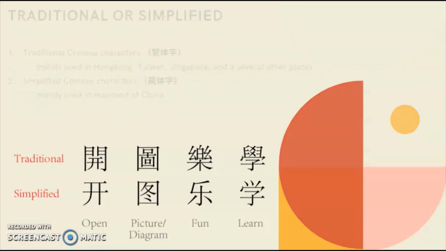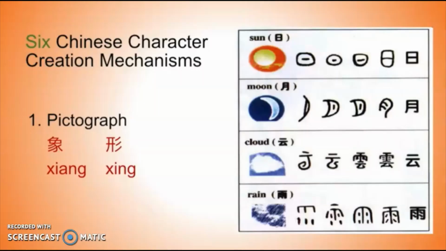So we have 6 Chinese character creation mechanisms. First is the pictograph, or in pinyin, Xiangxing. As you can see in the picture on the right side corner, we have the sun, moon, cloud, and rain. Ancient people used pictographic memory to develop characters, just like the sun, the moon, cloud, and the rain. So that is number 1, pictograph.